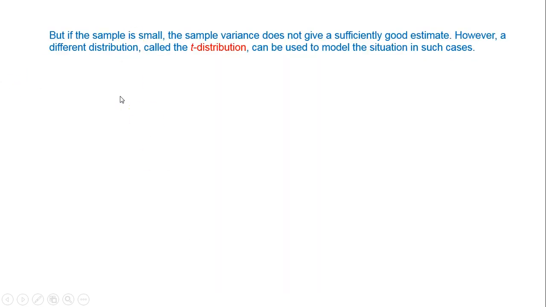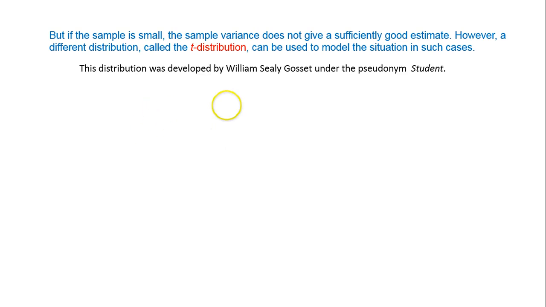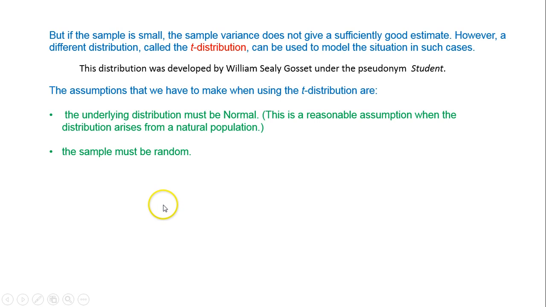But if the sample is small, the sample variance does not give a sufficiently good estimate. However, a different distribution called a t-distribution can be used to model the situation in such cases. This distribution was developed by William Sealy Gosset under the pseudonym Student, so it's also called Student's t-distribution. The assumptions that we have to make using the t-distribution are that the underlying distribution must be normal. This is reasonable to assume when the distribution arises from a natural population, and that the sample must be random.